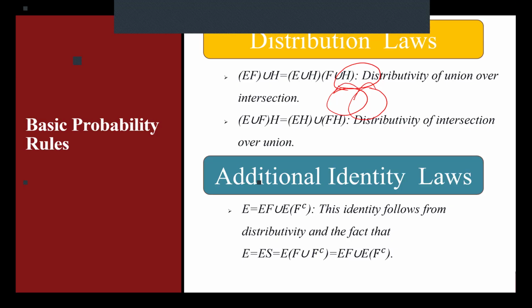So the intersection of E and F. Let's say this is E, this is F, this is H. The intersection of E and F is going to be this part. It is going to show you, so don't worry about that. With a union of H.